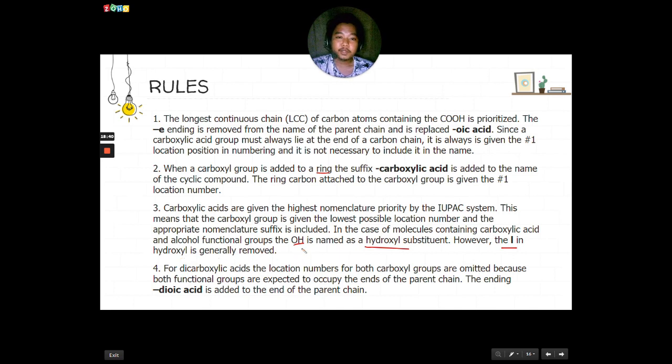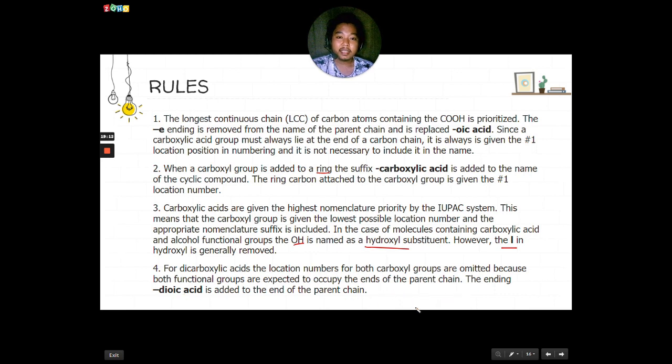So 4-hydroxy pentanoic acid or 5-hydroxy decanoic acid. So ito pala, nandito na naman sa rule, so babawiin ko na naman yung challenge ko. So for dicarboxylic acid, the location numbers for both carboxyl groups are omitted because again, they are at the end of the parent chain. The ending is dioic acid at the end of the parent chain.